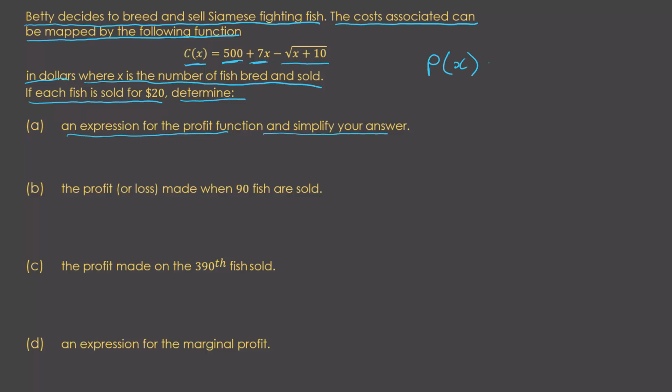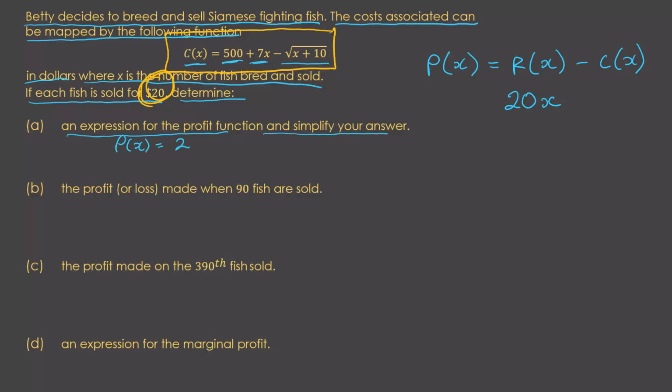Well, the profit function is always the revenue function take away the cost function. And of course, we were given the cost function just here. We're told each fish is sold for $20. So if we sell x fish, the revenue will be 20x. So our profit function is going to be 20x, take away 500 plus 7x, take away the square root of x plus 10.